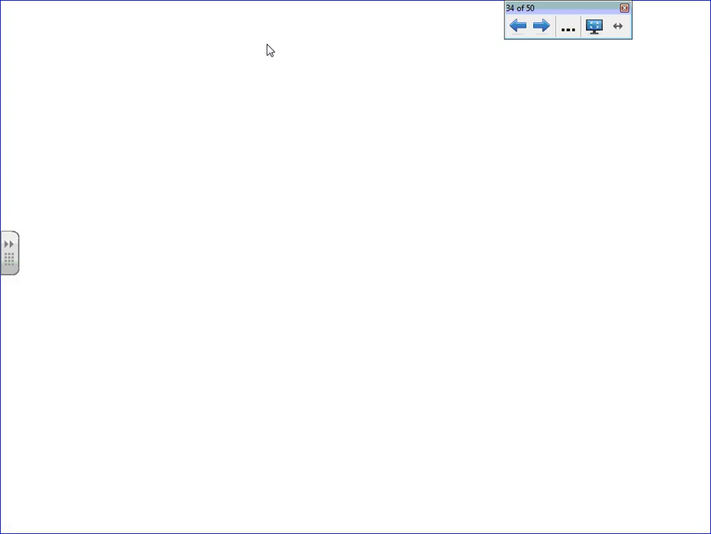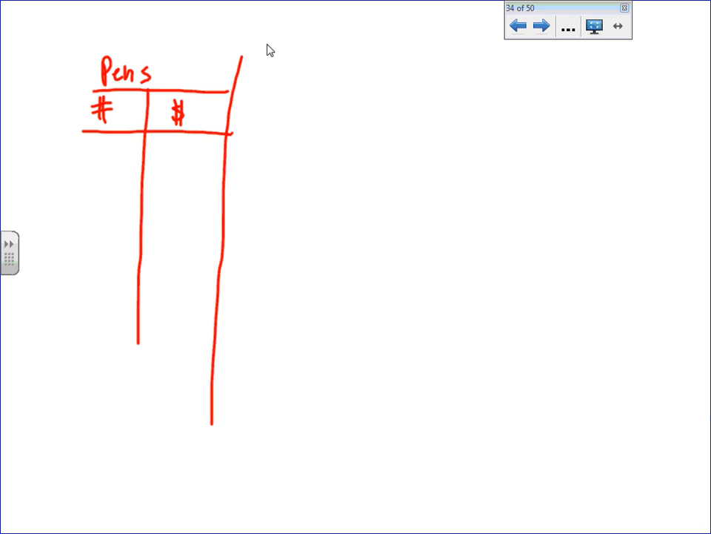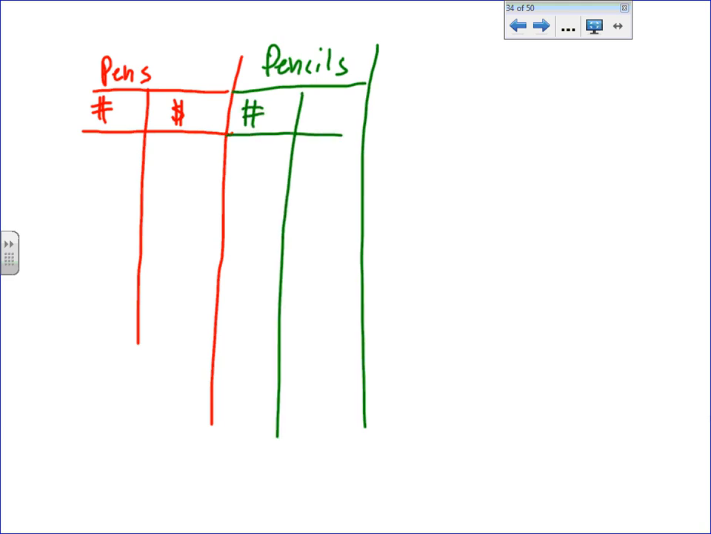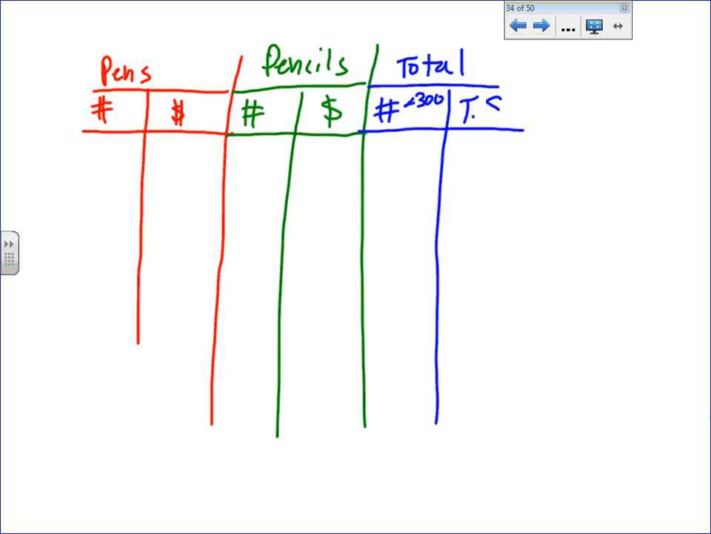I made a chart, and I said, okay, pens, this is the number that I'm making and how much money they're going to give me for those. Then I'm going to write down the pencils. This is how many pencils I'm going to make, and this is the money I make from my pencils. And then this will be my total number, it's got to be less than 300, and then my total amount of money. Maximum profit. That's how I did it.